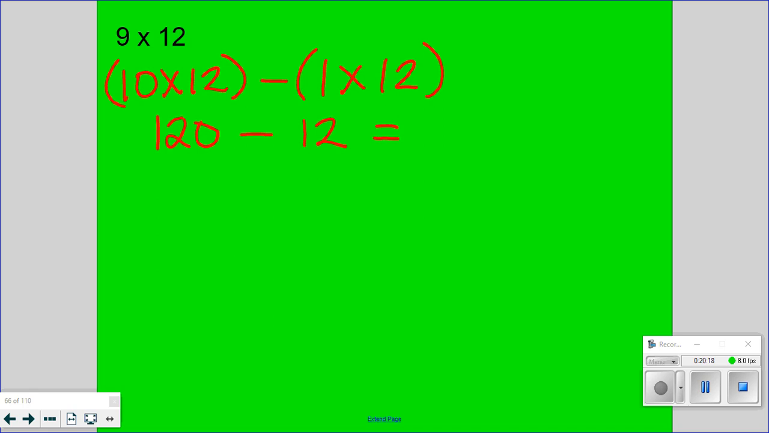Come on, y'all, break apart. 10 and 2. 120 minus 10, and then minus 2. Don't make it harder. Ariana? Is that what you get, Kat? Yes. 108. That means 9 groups of 12 is worth 108.